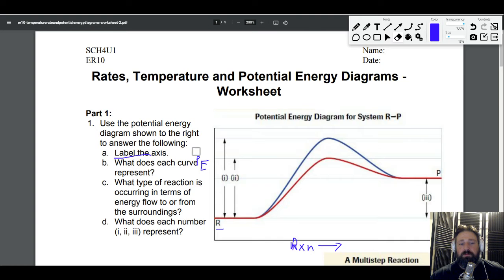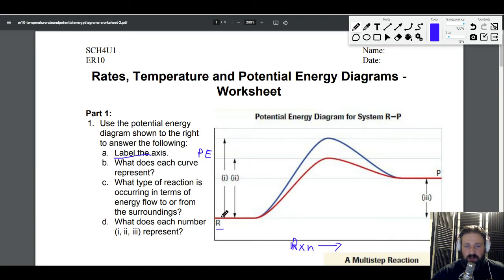So when we're talking about kinetic energy, that's the temperature, right? That's how much temperature is there. That's them moving around, vibrating, rotating, and all of that. This is chemical potential energy. This is how much energy is stored up inside the products and the reactants. All right. So what does each curve represent?